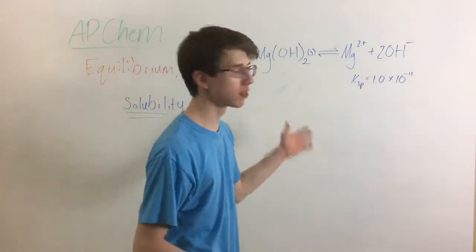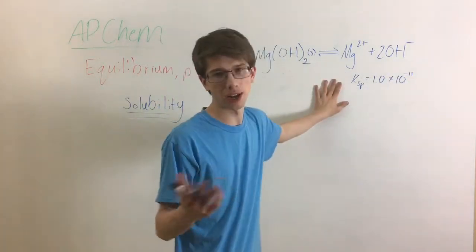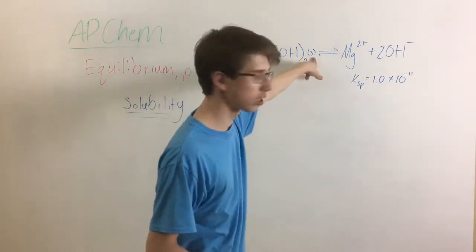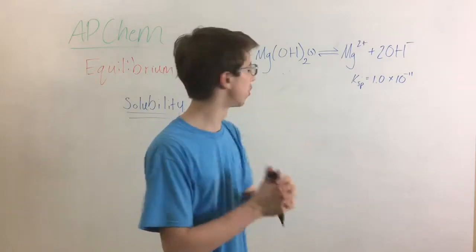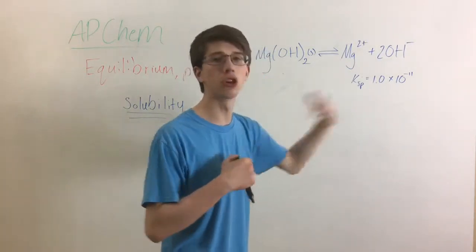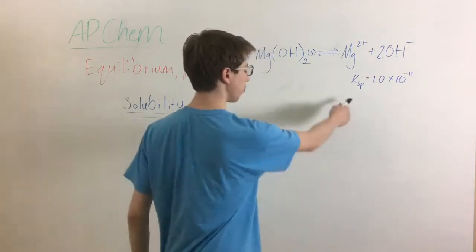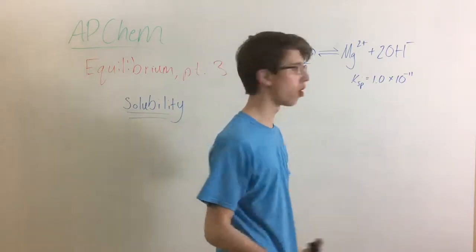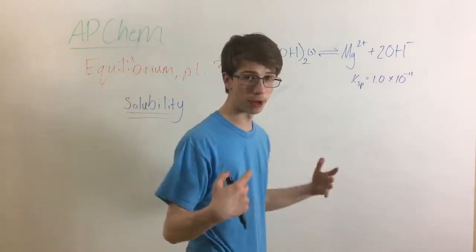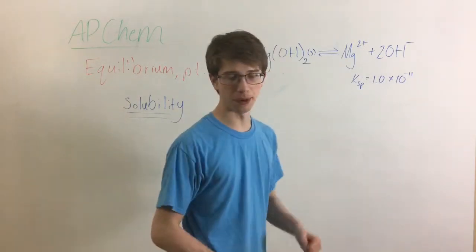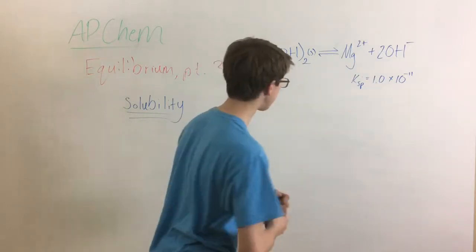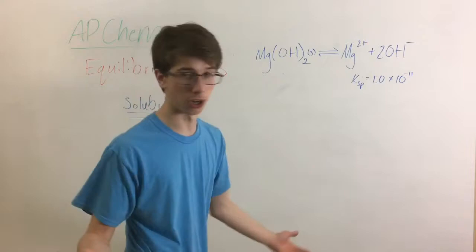Now, what does this mean? It means that it is very unlikely to dissolve in water when it's a solid. So say you put solid magnesium hydroxide in water, it's very unlikely to dissociate because its solubility product is so small. 1 times 10 to the negative 11 is very small. And as we remember from earlier in the equilibrium unit, a higher K value means it is more likely to dissociate, or for the reaction to occur.